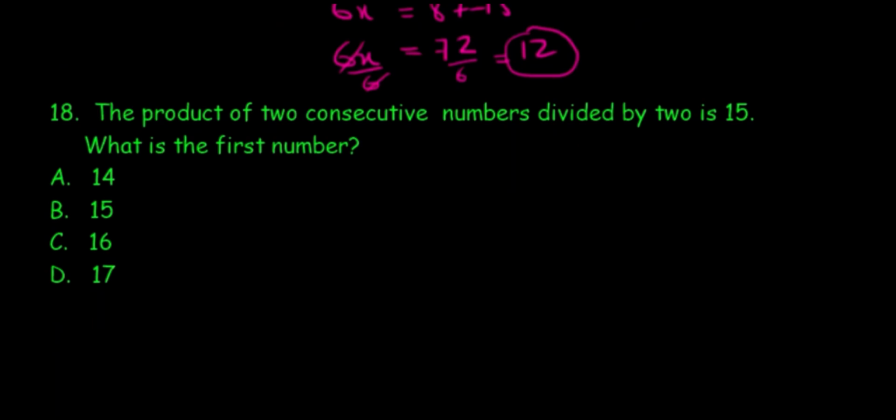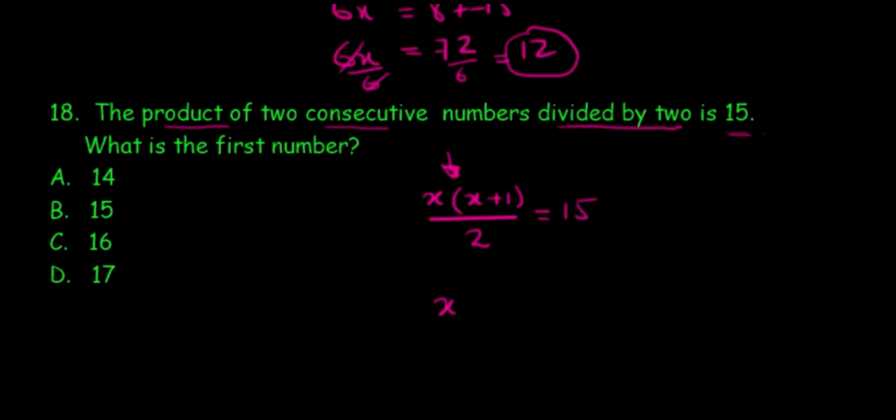Next question, last question. We're doing 18 questions for the quantitative section today. The product of 2 consecutive numbers. Okay, now they're interested in the product. So I'll say the first one is x, and I'll say the second one is x plus 1. Because they said product, I did not add, I multiplied. The product of 2 consecutive numbers divided by 2 is 15. What's the first number?